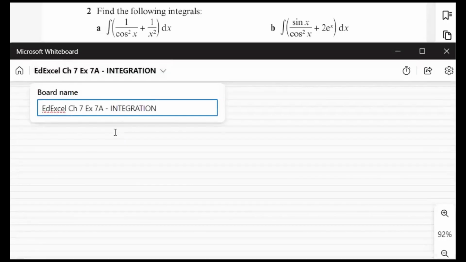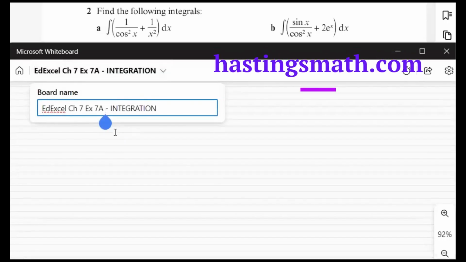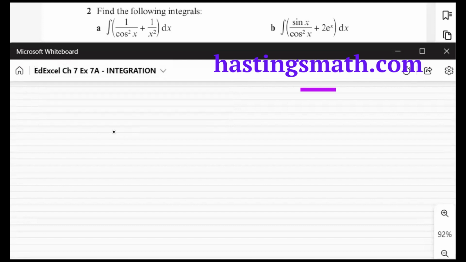This is the Edexcel Chapter 7, Exercise 7A, which deals with P3 integration. I'm looking at question 2. So question 2, we have something that is not on our usual list. So I'll bring up that list in the beginning of the video for you quickly.